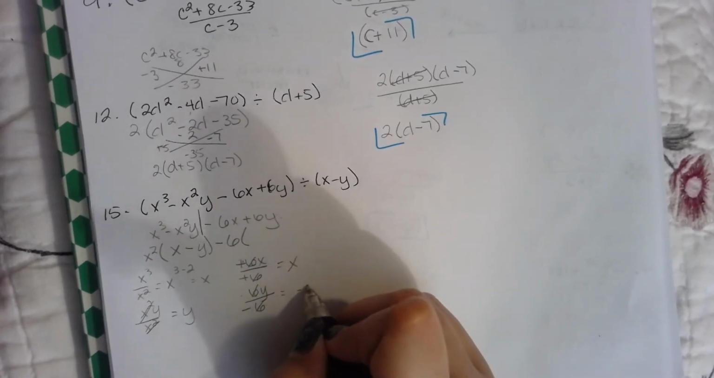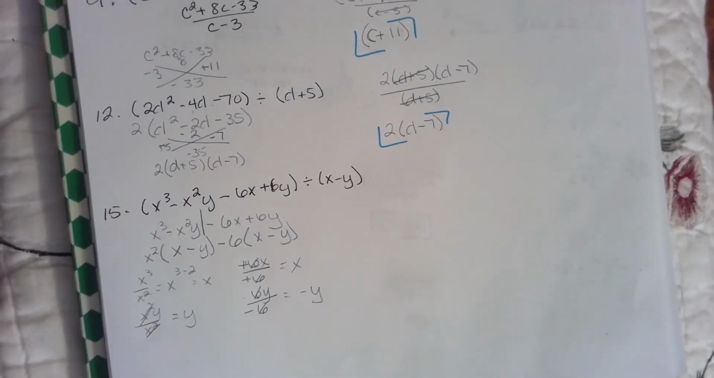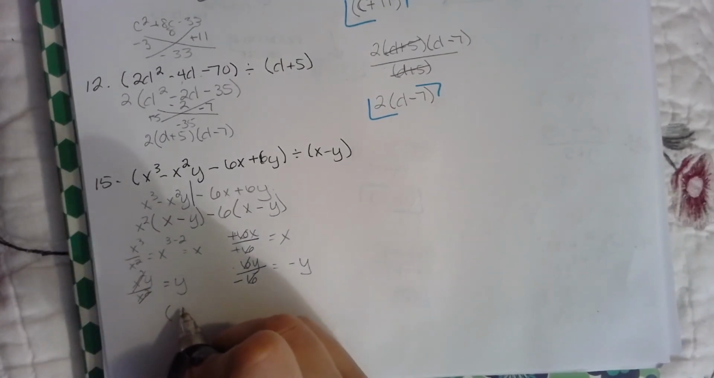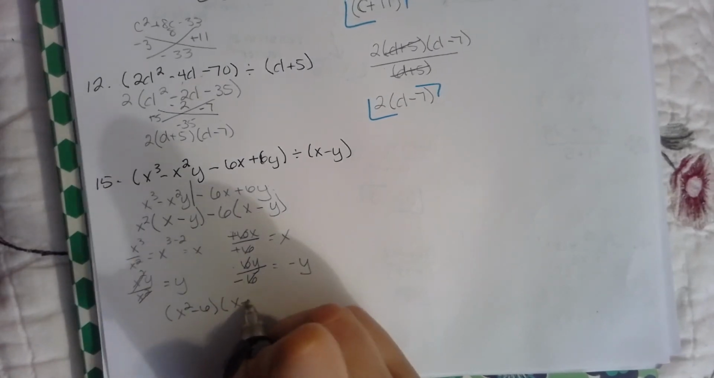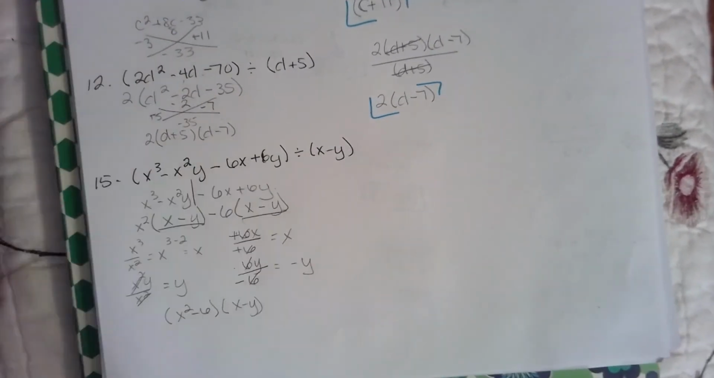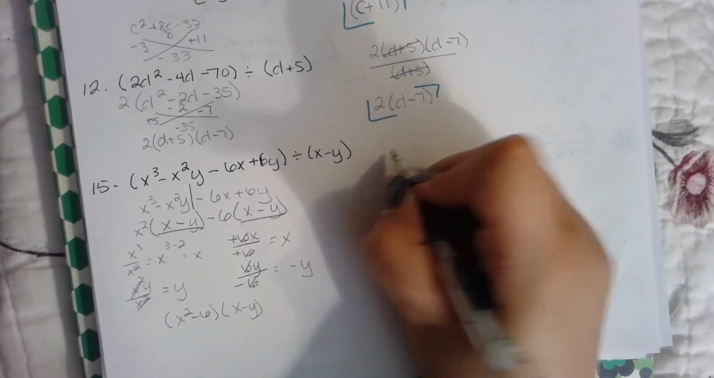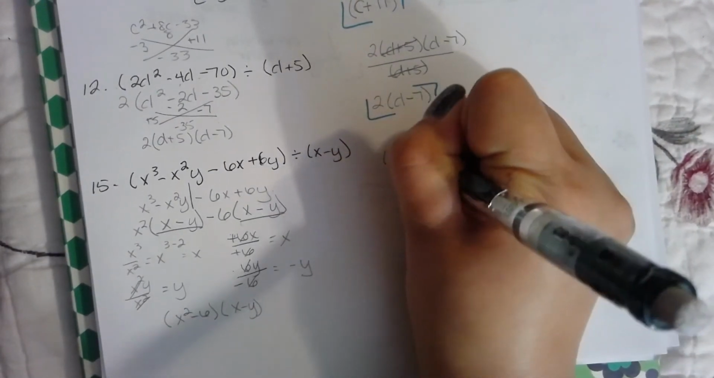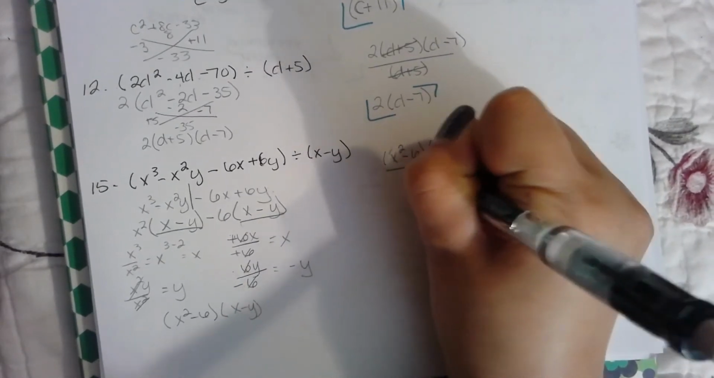So remember, this is going to be in one set of parentheses, we're going to have what we factored out, x squared minus 6. And in the other set, we're going to have that x minus y, which you can see in both right here and here. So then rewriting this fraction, we're going to have x squared minus 6 times x minus y over x minus y. Well, then the x minus y's cancel, and that leaves you with x squared minus 6 as your answer. And that's it.